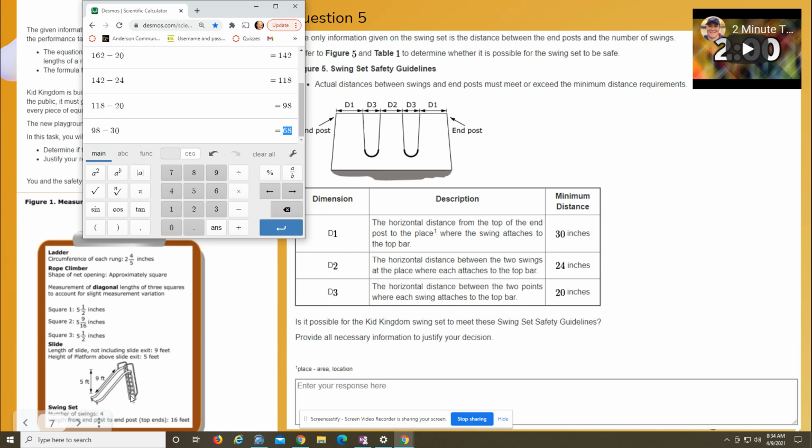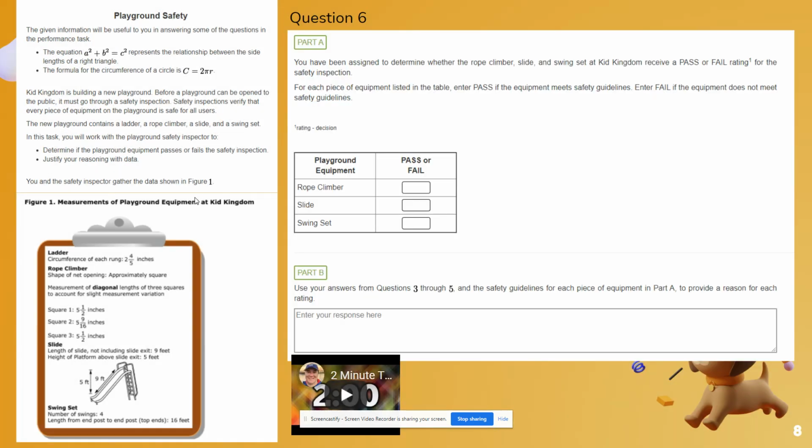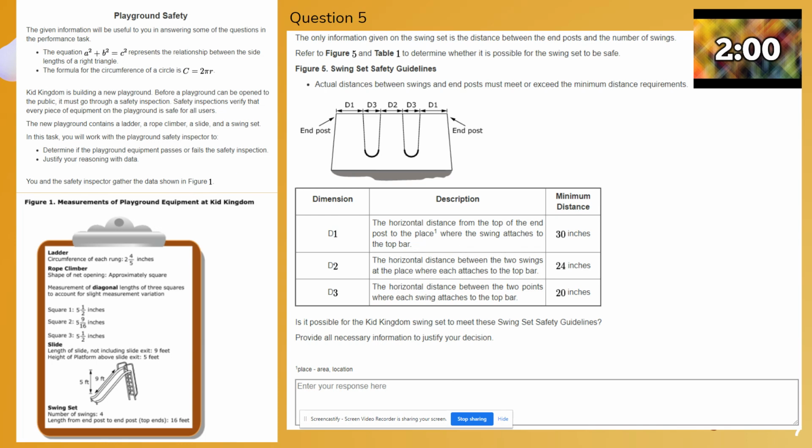So it says the length from end post to end post, from here to here, is 16 feet. And it says the actual distance between the swing and end post must meet or exceed the minimum distance required. So this is saying that the minimum distance requirement is 16. So would this work? We were short 68 inches. So this is going to be not 16 feet. It needs to be longer.